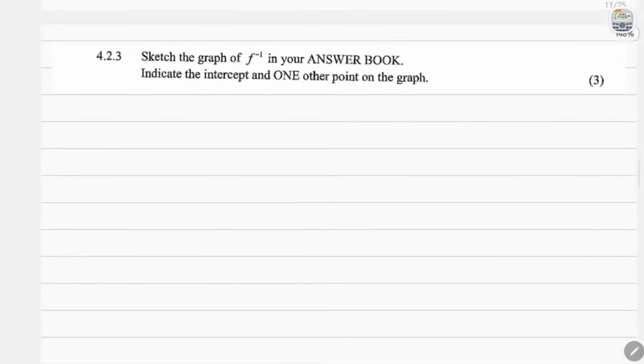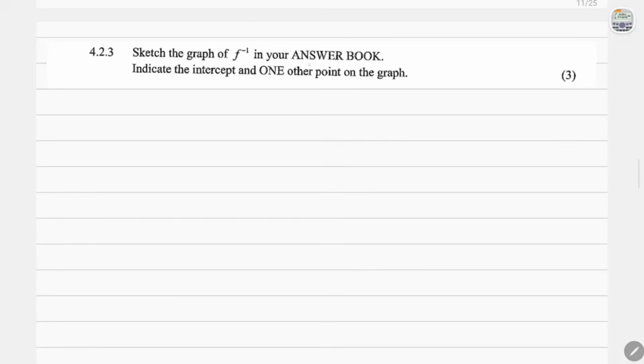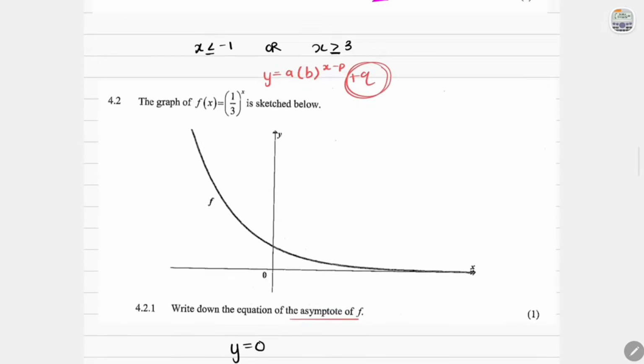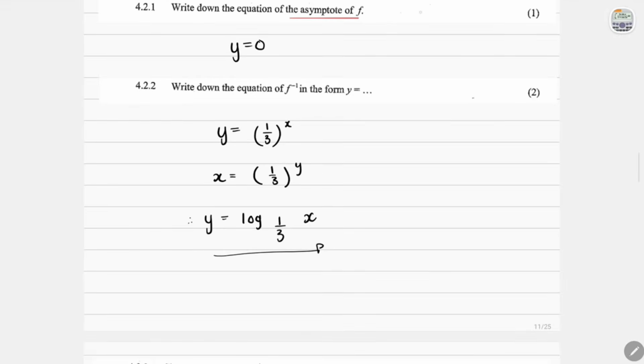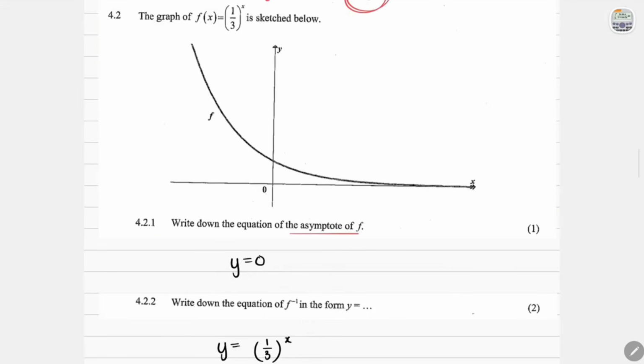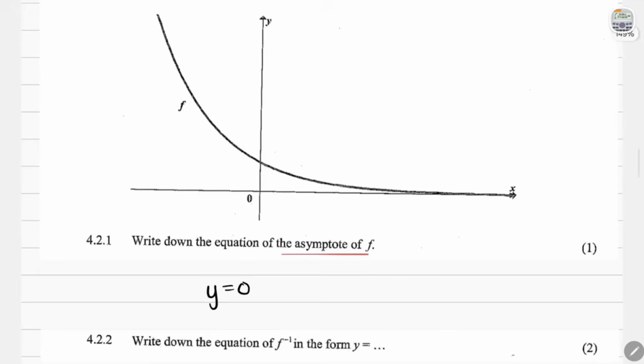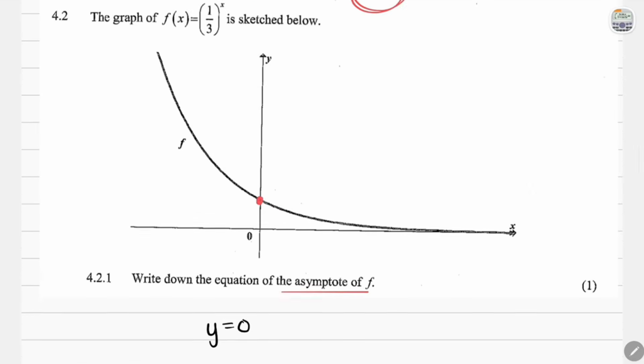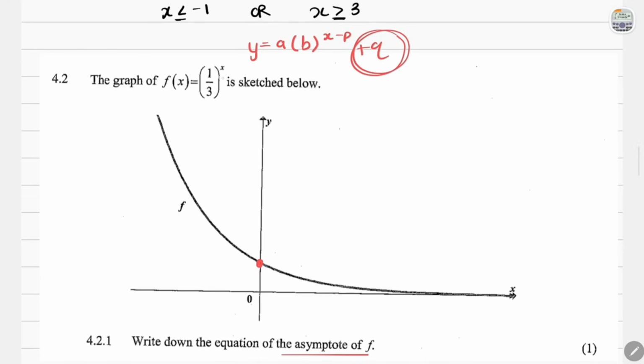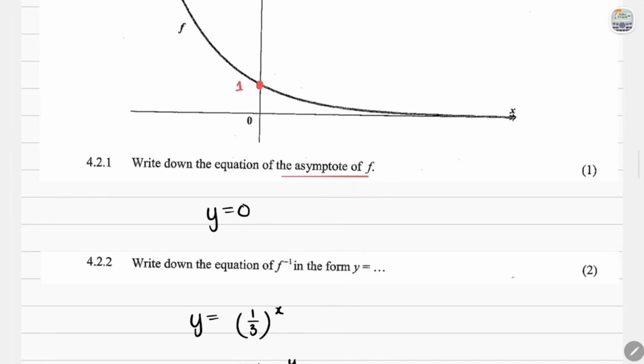Question 4.2.3 says, sketch the graph of the inverse in your answer book, indicate the intercept, and one other point. Okay, so with the inverse, it really just does whatever the exponential does. It's just going to do that on the other axis. So here's our exponential function. We can just find this y-intercept first. Straight away, I already know it's going to be 1 because anything to the power of 0 is 1. But also, there was no shift here. So the next place that it will move up, if this is at y equals 0, is simply at 1. It's always just going to be like that. So I know this is 1.